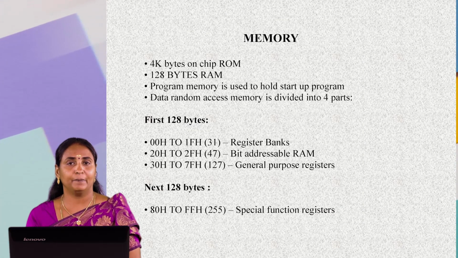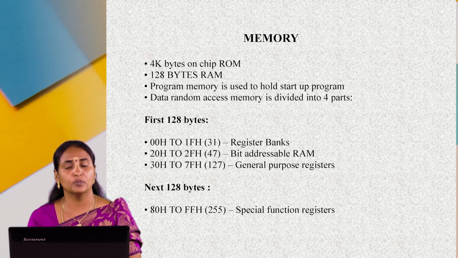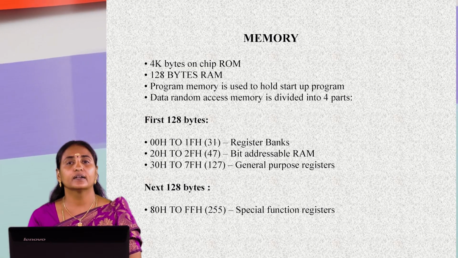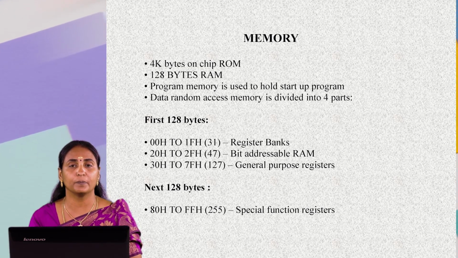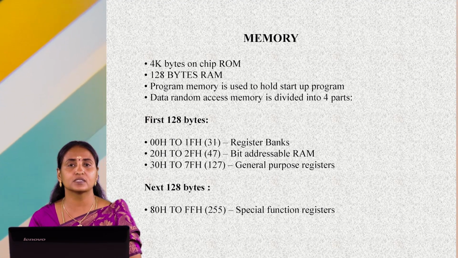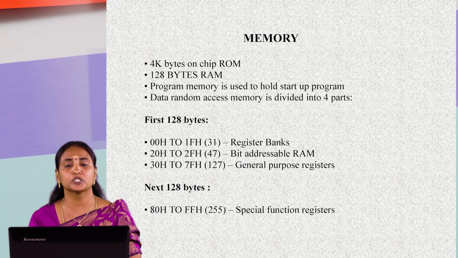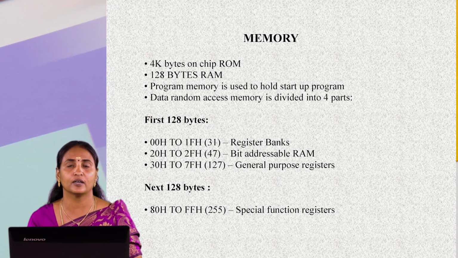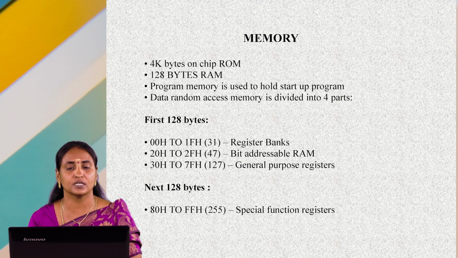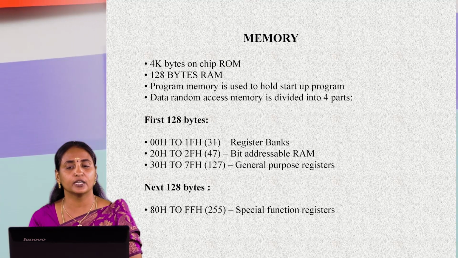This is the memory capacity: 4K bytes of on-chip ROM and 128 bytes of RAM. Program memory is used to hold the startup program. Data random access memory is divided into 4 parts. The first 128 bytes, that is 00H to 1FH, represent the register banks, and the addresses from 20H to 2FH represent the bit addressable area of the RAM. The addresses 30H to 7FH represent the general purpose registers. The next 128 bytes, which include the addresses from 80H to FFH, are where all the special function registers are included.